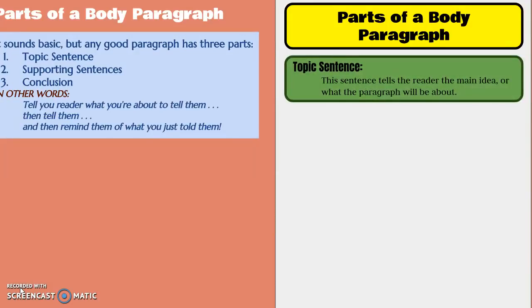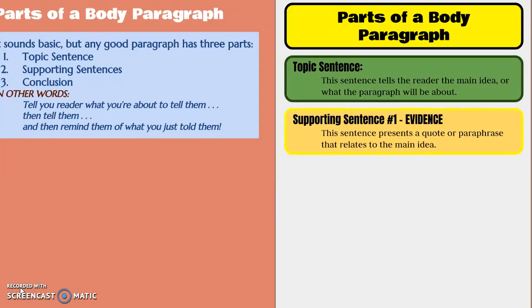Your topic sentence is going to be the sentence that tells the reader the main idea, or what the paragraph will be about. Your first supporting sentence is actually evidence, some of the notes that you took. So you're going to give a quote or a paraphrase that relates to that main idea, that relates to that topic sentence. Now, you can't stop there.